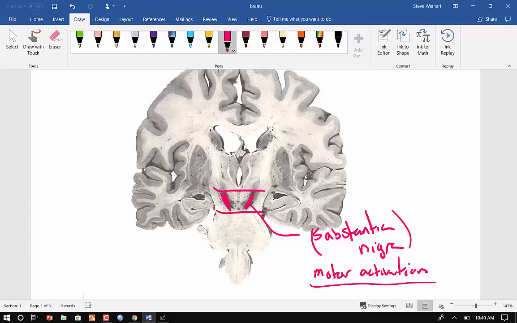So there's a disorder called Parkinson's disease, which affects the substantia nigra. What happens to people when they have Parkinson's disease? They have what's called tremors.